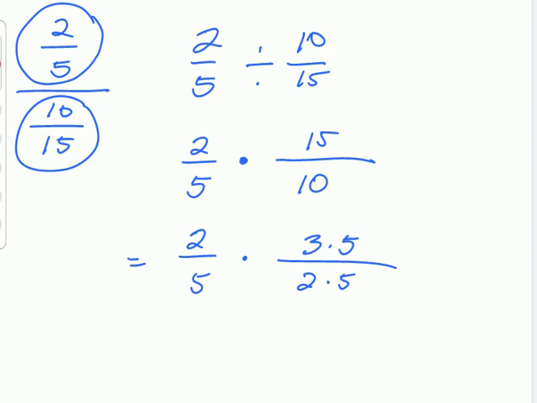The fun part. What can be canceled? Well, here's a 2 and a 2, a 5, and that 5 can cancel with either of these 5s. It doesn't really make any difference, so we'll just cancel it with this one. And so when all is said and done, nothing left to cancel. What we have left over is 3/5.